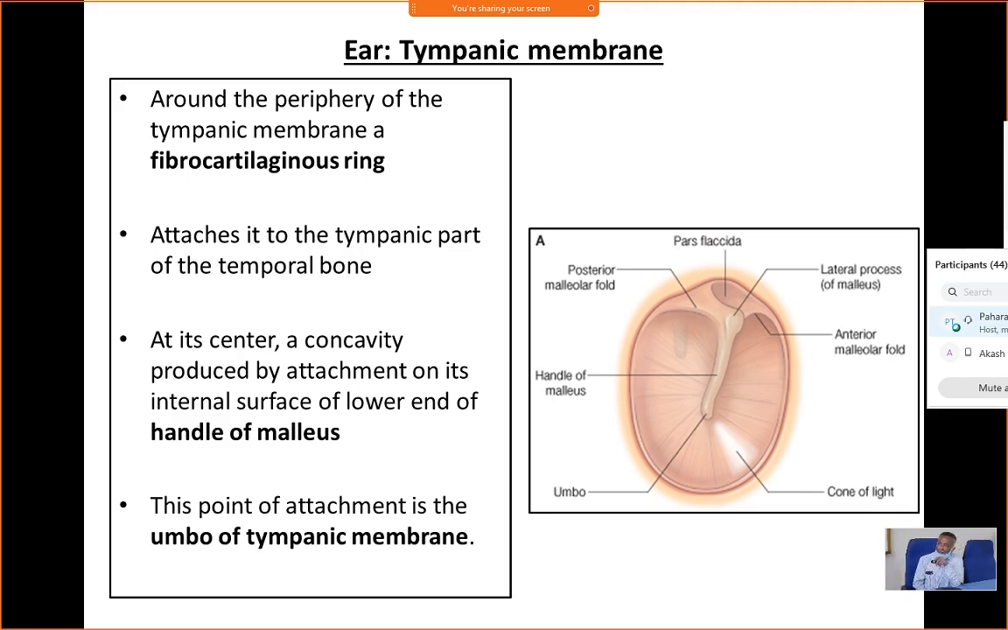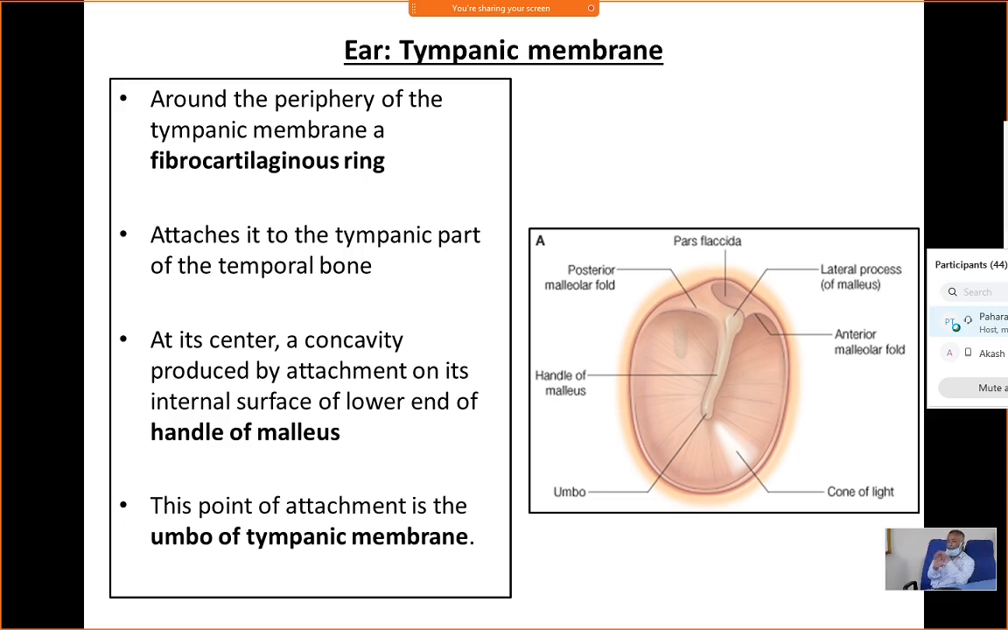At the center of the tympanic membrane, if we see from the lateral aspect, there is a concavity, and this concavity is called the umbo. Now why this concavity? It means that from the medial aspect it is pulled by some structure. What is that structure? That is the lower end of the handle of the malleus. So this is the malleus bone, this is the handle of the malleus, and it is attached to the tympanic membrane from the medial aspect.